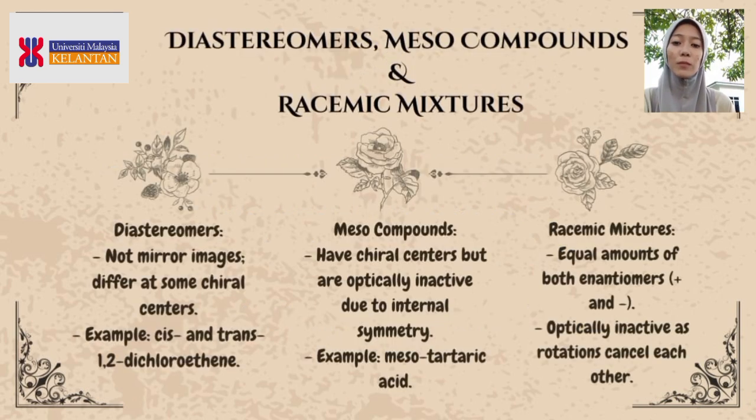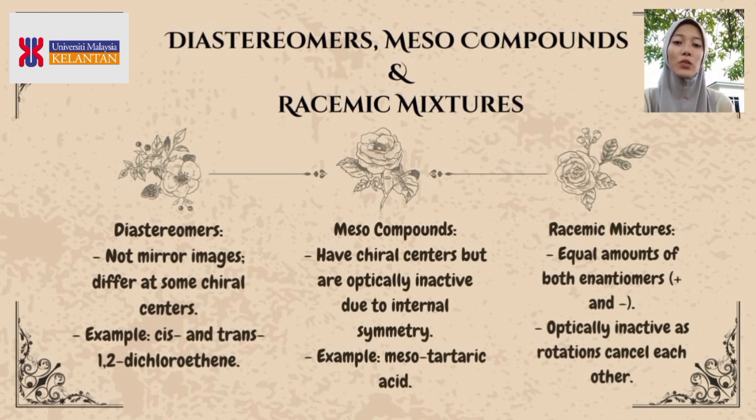Finally, we have diastereomers, meso compounds, and racemic mixtures. Diastereomers are stereoisomers that are not mirror images. For example, the cis and trans forms of 1,2-dichloroethene. Meso compounds have more than one chiral center, but are not optically active because they have internal symmetry.